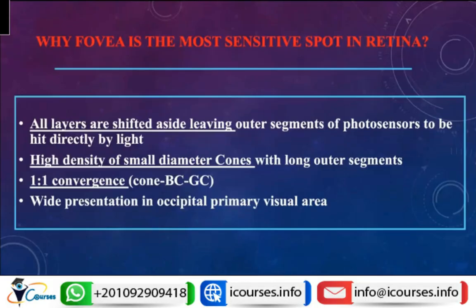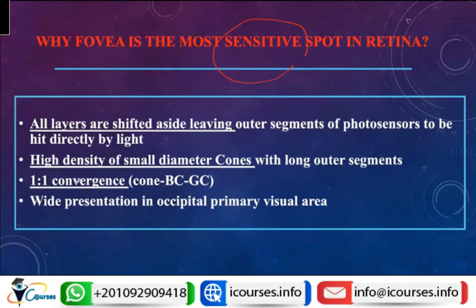So now we have a question. We just said something about it in the retina, in the anatomy. Why is the fovea the most sensitive part of the retina? We said something in the anatomy, which is the anatomical configuration, that all layers are shifted to the side, allowing the light to strike the photoreceptors immediately. So there will be no intervening layers between the photoreceptor and the light. Also, we said there is a high density of small diameter cones, and they are longer and more slender.